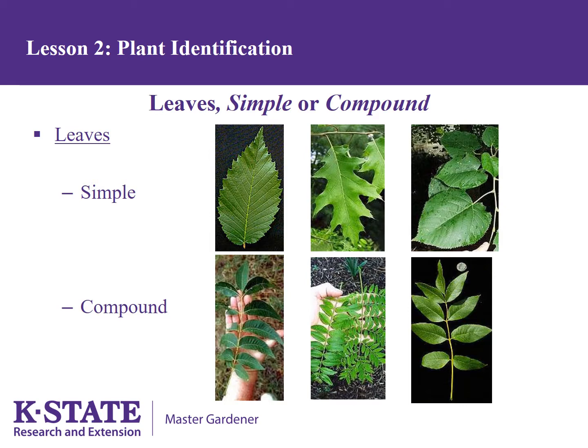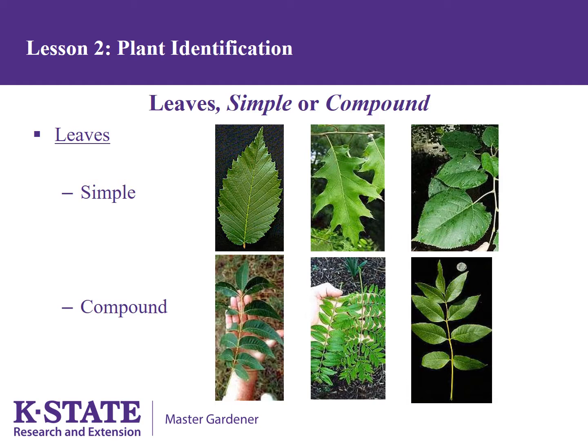Another important characteristic is whether leaves are simple or compound. The top row of leaves are all simple and include elm, red oak, and linden. The bottom row are compound. Each of these photos is of a single leaf except the center one, which has 2 leaves. These trees are pecan, honey locust, and white ash. So a compound leaf is made up of several leaflets.